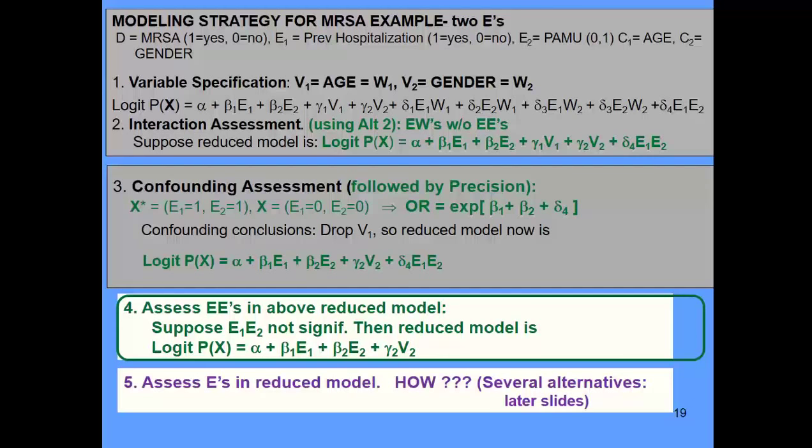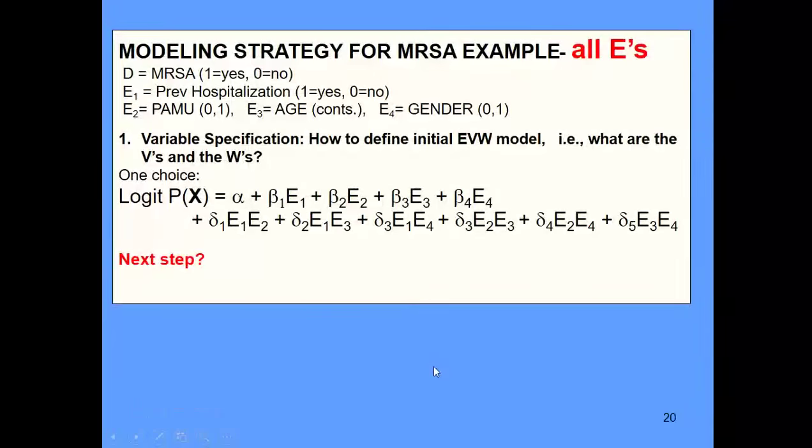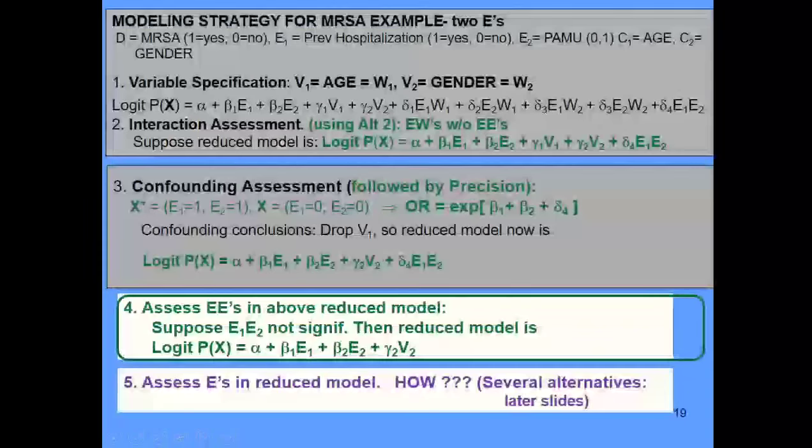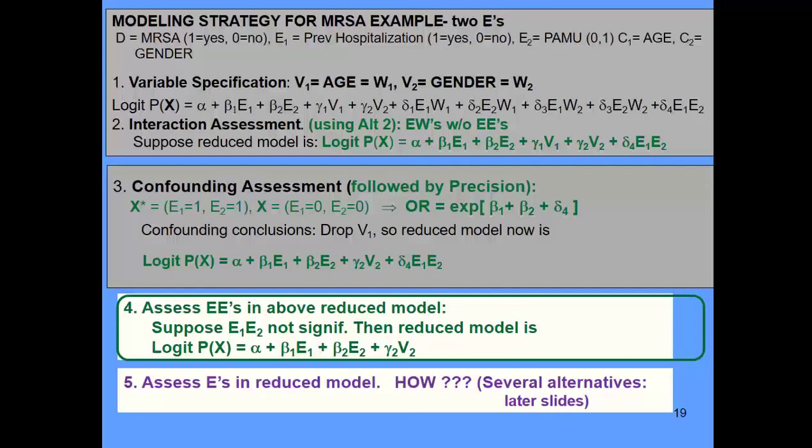Another thing I could do, an alternative to that, is do what? Well, I got E1 and E2. Do I need them both in there? Do I only need one? Was one good enough? Once I have one in there, do I need the other? Which one of the two is more important? That's what I'd want to consider doing here. So there are several alternatives to how to consider this. I'm going to do that in a few minutes.